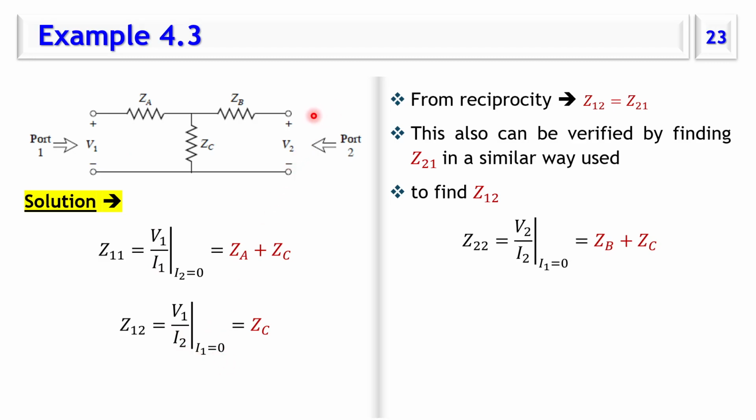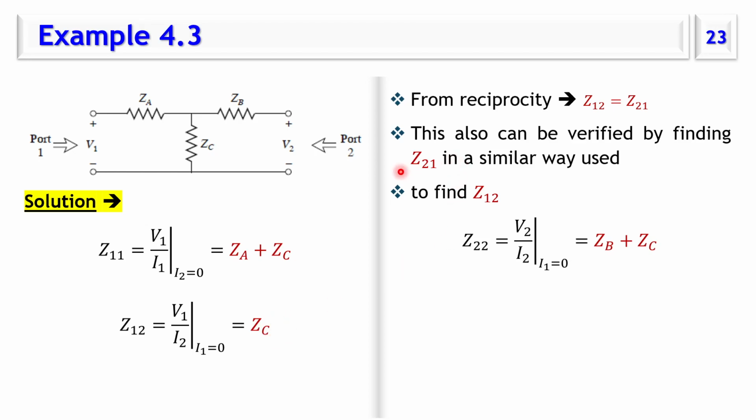So we put a current here. The current would equal I2. It will go here, and we need to measure V1 because there is no current here. V1 will equal the potential over this element, which is ZC multiplied by I2. When we divide this by I2, it will equal ZC. So Z12 would equal ZC.